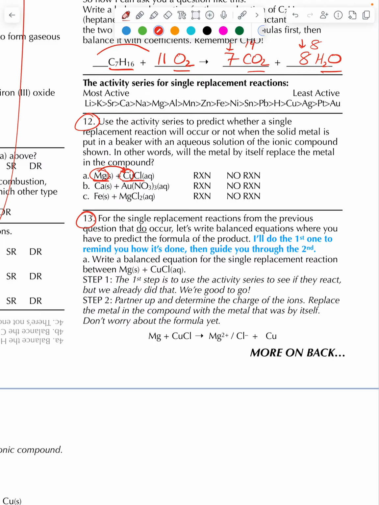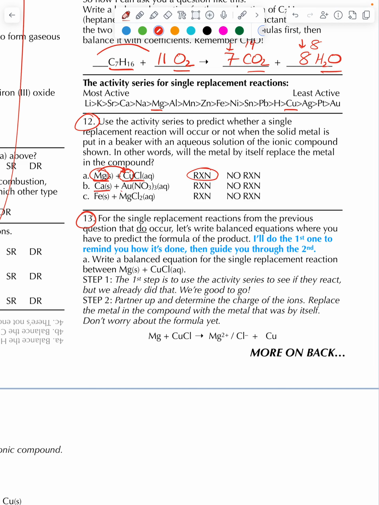If this single atom is more powerful, more active than the atom that's part of the compound, it will react. So let's find magnesium and copper in this activity series. There's magnesium, there's copper. Is magnesium more powerful? Is it more active? Yes. So magnesium will succeed in knocking off the copper. That's not really what it's doing, but it'll replace the copper.